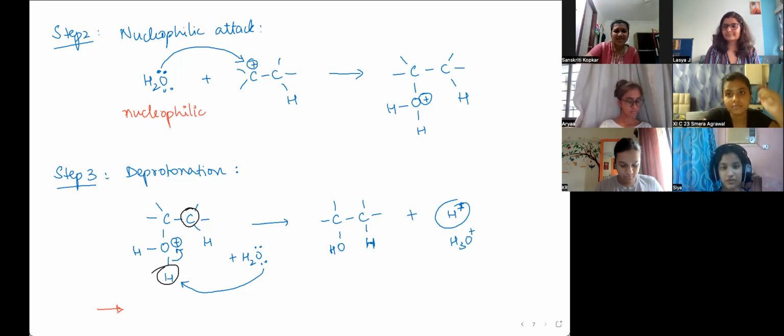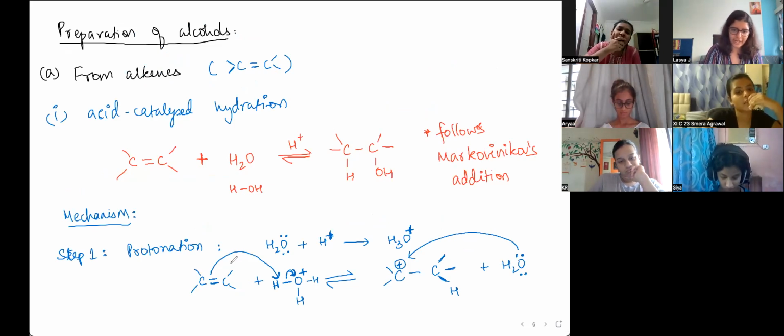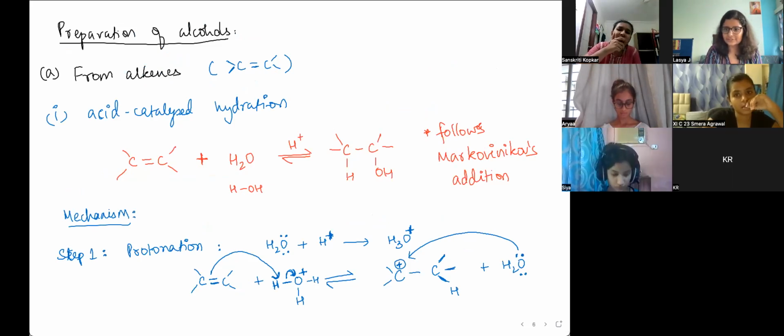Which step? This one, right? Deprotonation. No, overall. We say it follows Markovnikov's rule for addition, and this is a general addition reaction, right? So, is it an electrophilic addition or a nucleophilic addition? Someone sent a message in the chat. Sanskriti also says nucleophilic. Okay, Smera, what do you say? Yeah, I think so too, but I'm not sure.